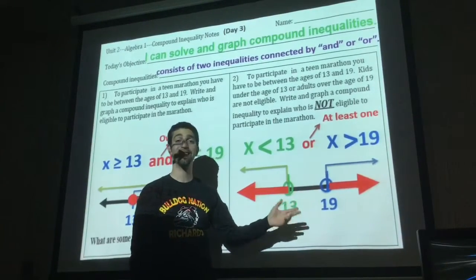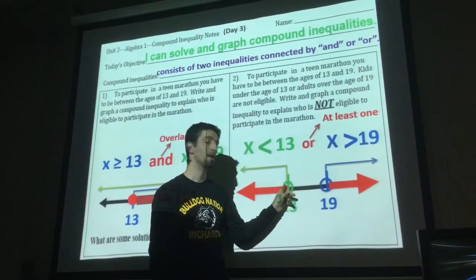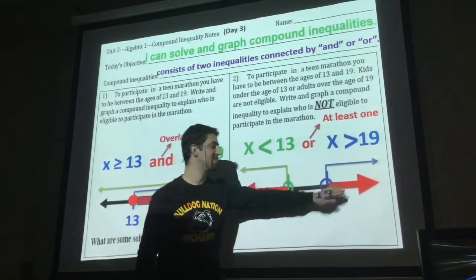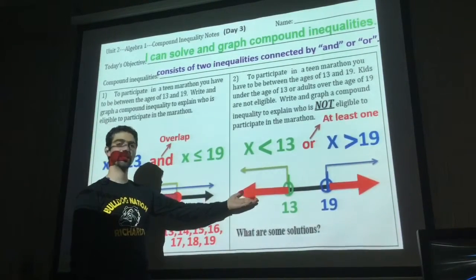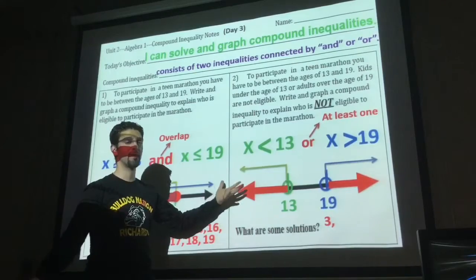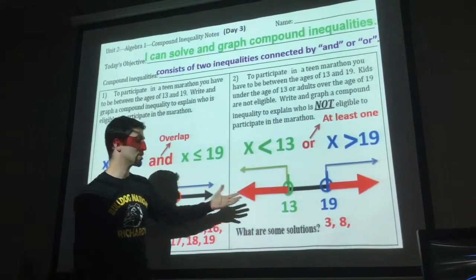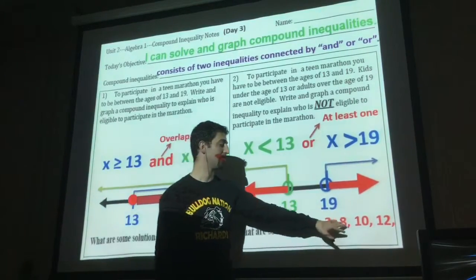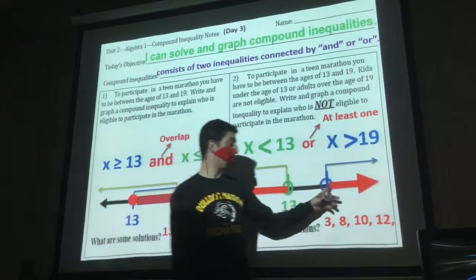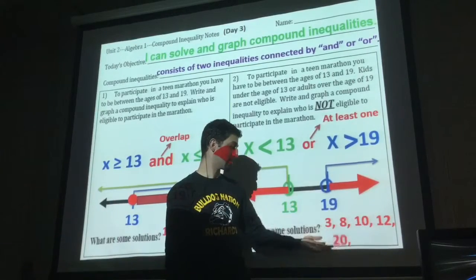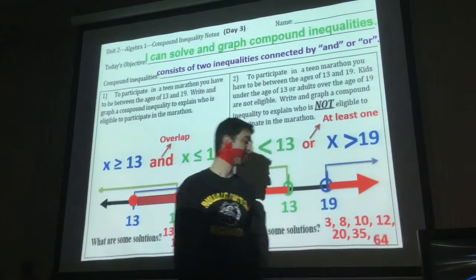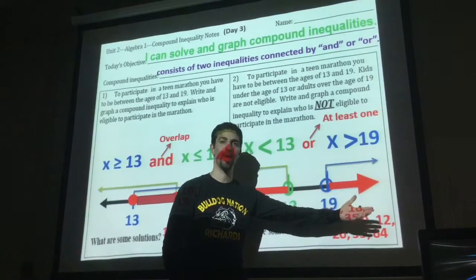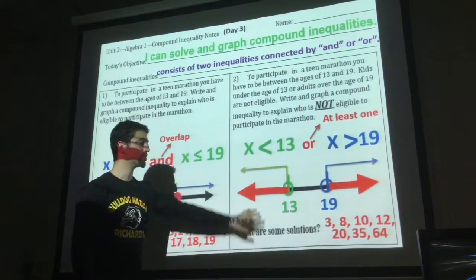Okay? And the other place that there's nothing is at these open circles, because of the fact that they're open circles. So the only solutions would be on this side and on that side. So any number on this side would work. There's an infinite amount of numbers there, so just use a couple. So 3, 8. Now the highest you would go is 12. So I got 3, 8, 10, and 12. The lowest you would go in this area is 20. So 20, right, 35, 64, those are all going that way. And obviously you can go further than that, okay? So those are the solutions.